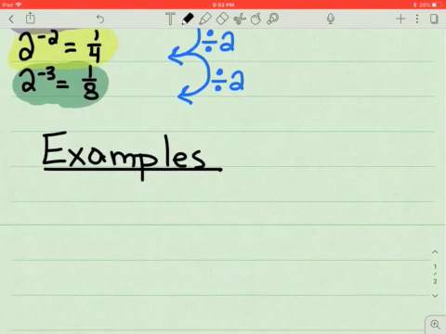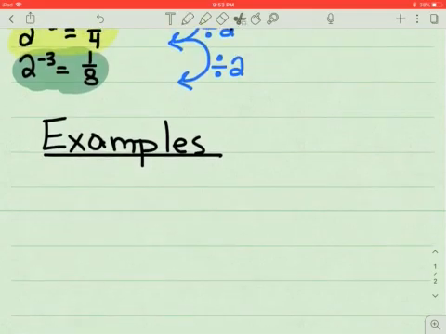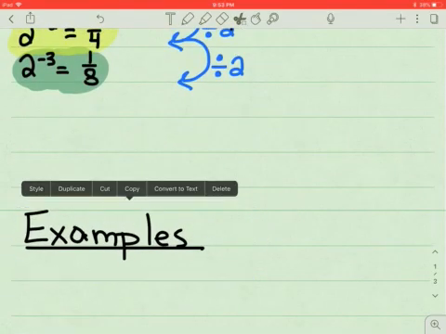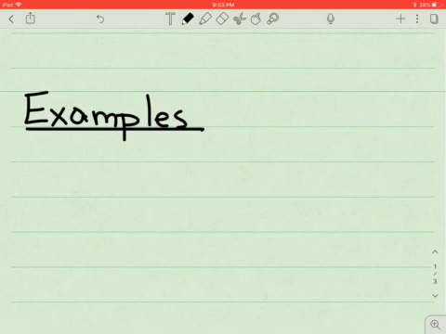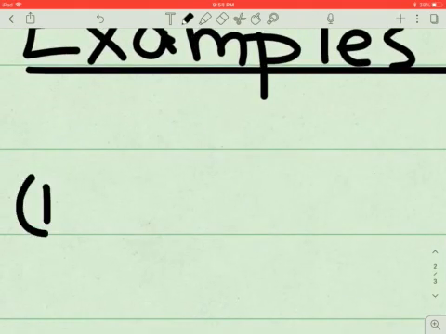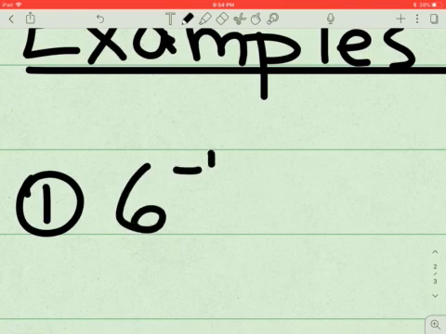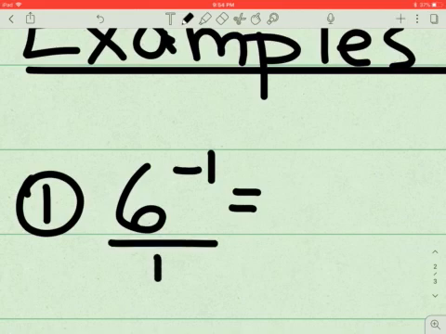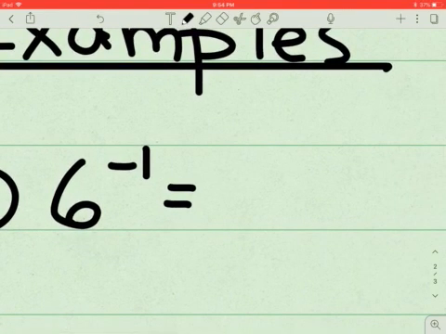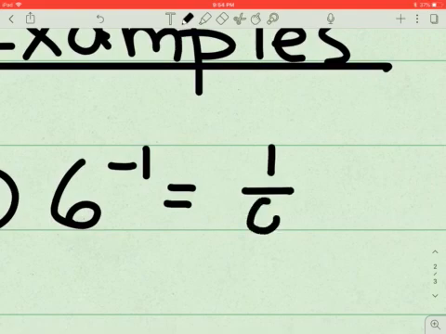Say we have a problem like 6 to the negative first. Well, to make that exponent positive, all I have to do is flip what side of the fraction it is on. So right now that's the same as 6 to the negative first over 1. So I'm just going to flip this and make this 1/6. I just put it in the denominator.